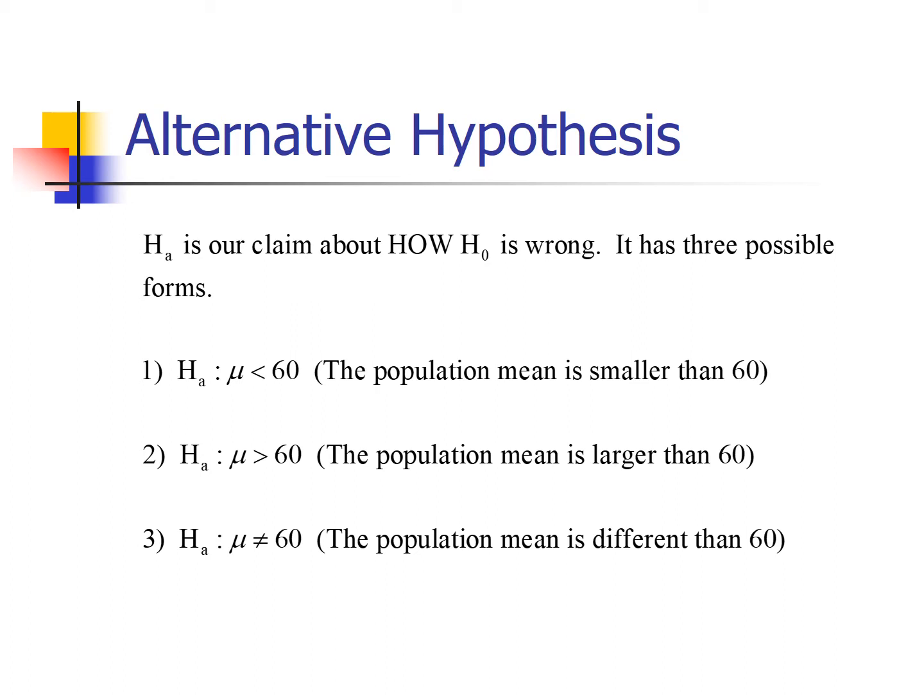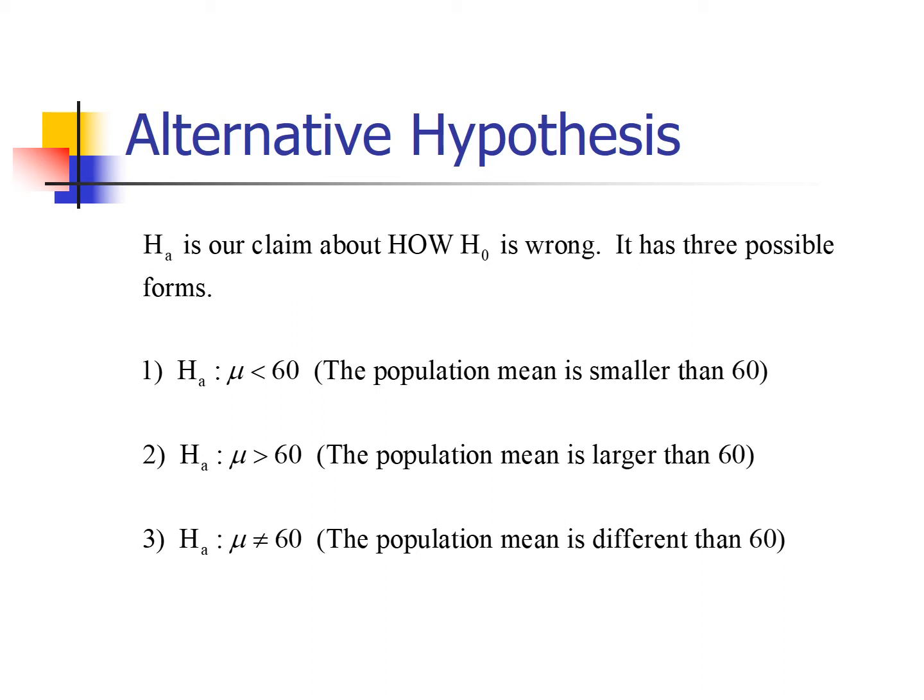We need to be cognizant of their existence, and we need to be aware of their distinction. So the first possibility is to say, no, I don't think the mu is 60, I think it's something less than 60. Another alternative hypothesis is to say, no, I don't think the mean is equal to 60, I think it's larger than 60. The third possibility is to say, no, I think it's literally not 60. Could be more, could be less.